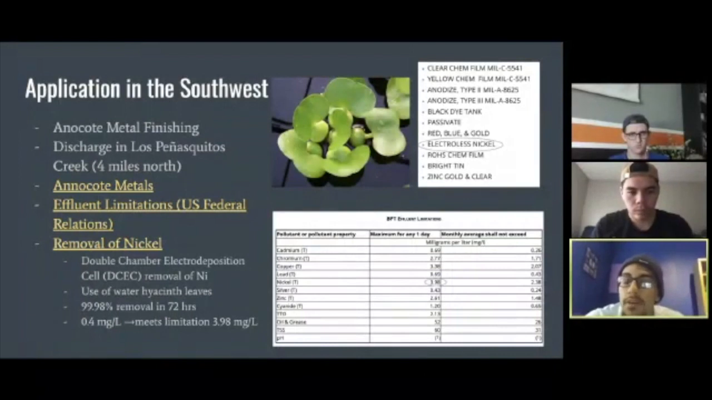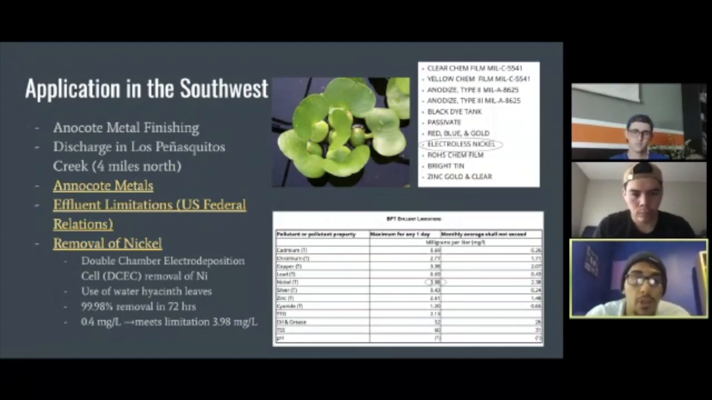You can see the different coats that they put on the metal on the top right. As an example, we found a way to remove electroless nickel through this study. They used a double chamber electrodeposition cell, and they also used water hyacinth leaves in order to remove the nickel from the wastewater.